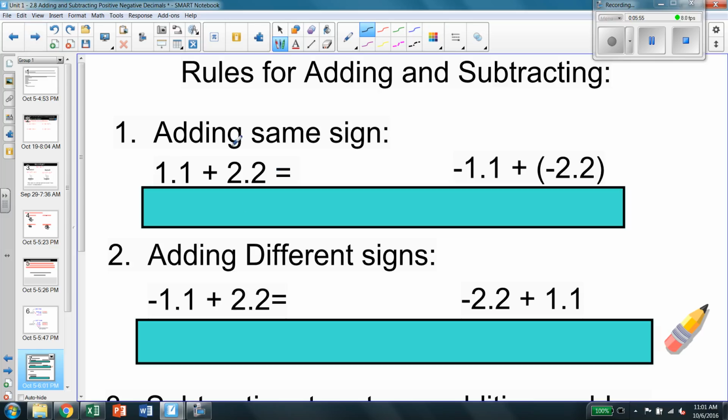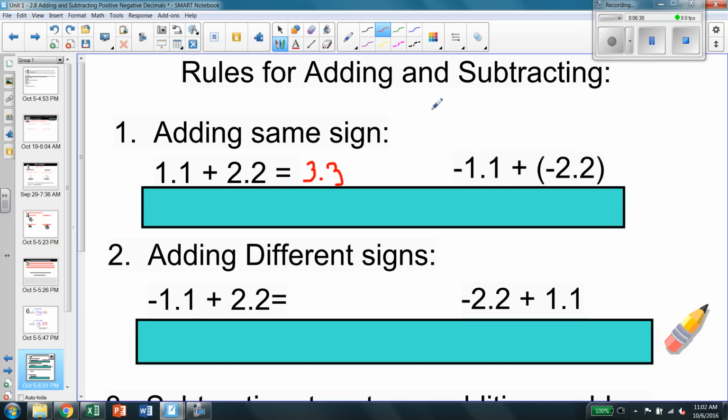So here is kind of what we've talked about the past couple days. If we're adding the same signs, life is good. We can just add and keep the sign. 1.1 plus 2.2, and I'm just using easy numbers to get this point across, is 3.3. Negative 1.1 plus negative 2.2. So I always pose the question like this: can I put these two numbers together? And your response should be yes, because the signs are the same.